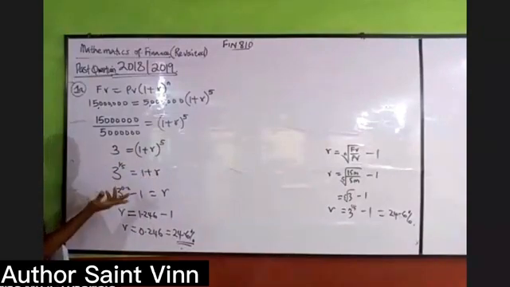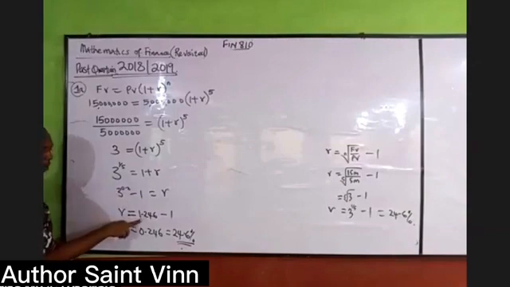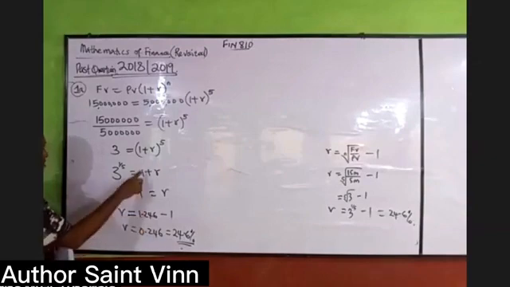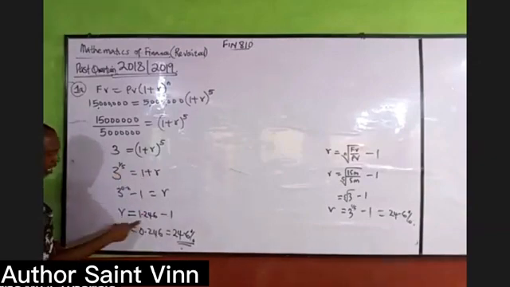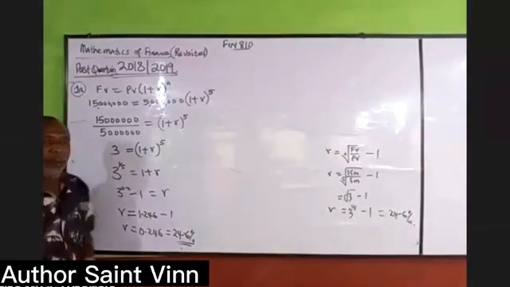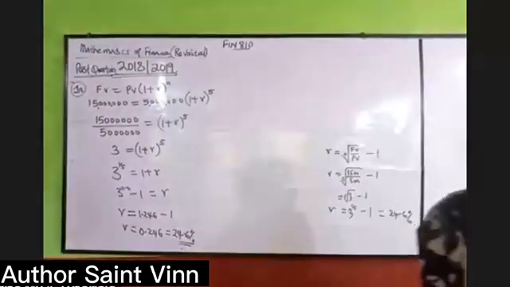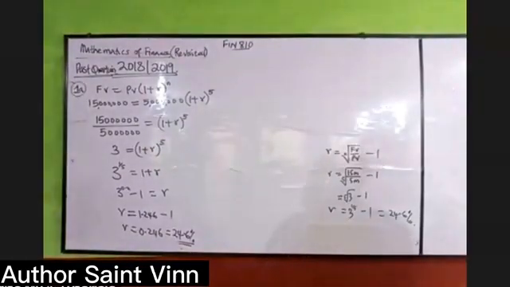If you press your calculator, 3 raised to power 1 over 5, or 3 raised to power 0.2, will give you 1.246. The 1 plus will come to this side becoming minus 1. Subtraction, we get 0.246. Multiply by 100, it gives us 24.6%. So we are moving to question 1B.